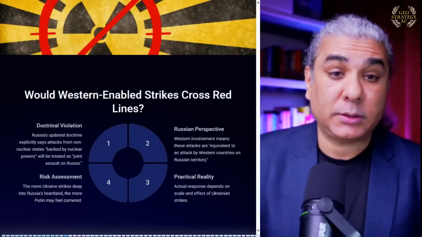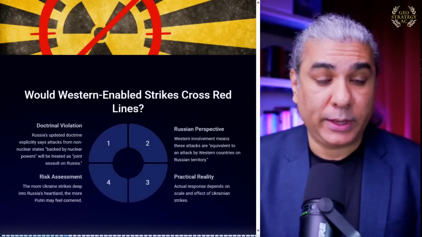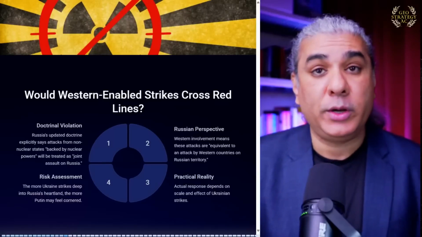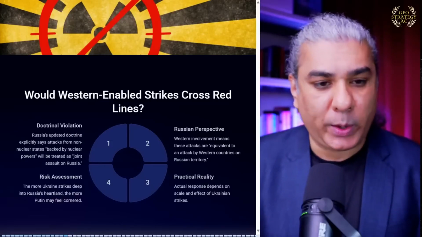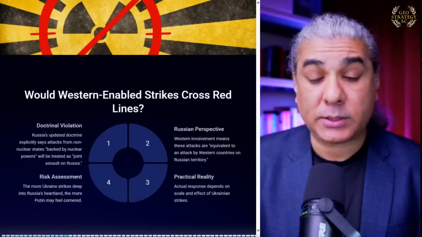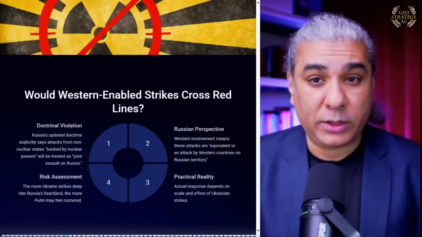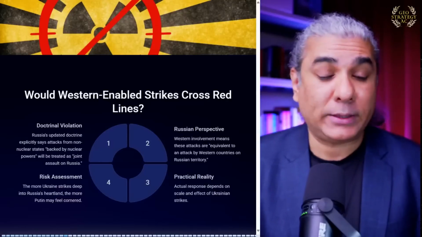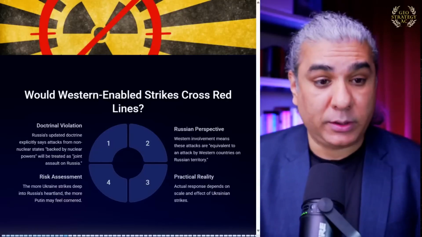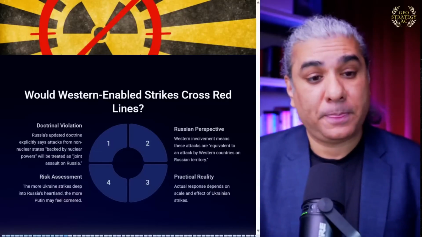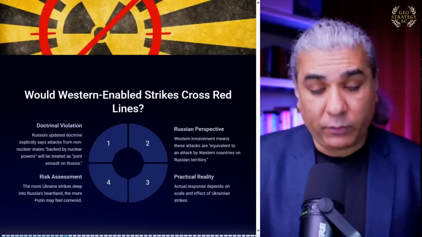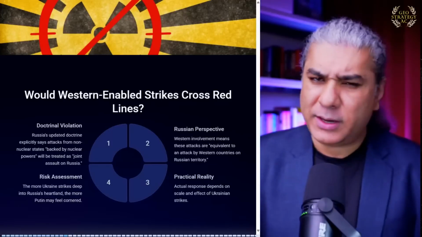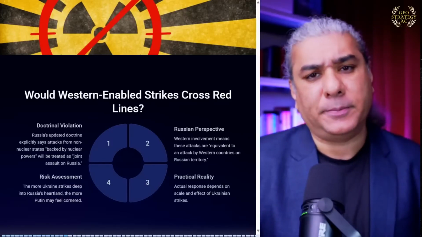Now the question is, would such Western enabled strikes cross Russia's red lines? Russia's amended doctrine explicitly says that attacks from non-nuclear states backed by nuclear powers will be treated as a joint attack on Russia. So that's clear. If Ukraine uses a long-range weapon supplied by NATO against Russia, then Russia will treat this as a joint attack on Russia, which involves a nuclear power.